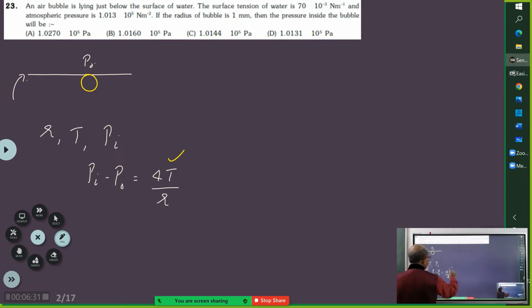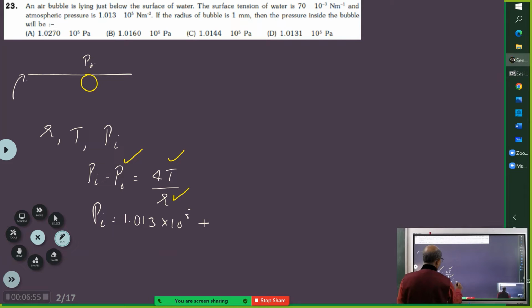So they have given this quantity, this quantity, this quantity. You just have to find out the P_i. That's it. So what is the P_i value that you get here? It will be P_0, 1.013 into 10 to the power of 5.